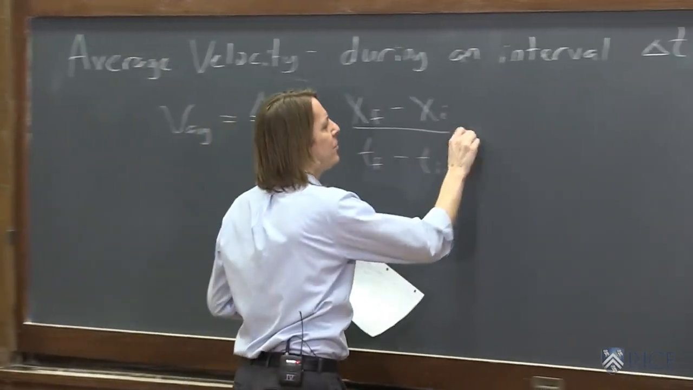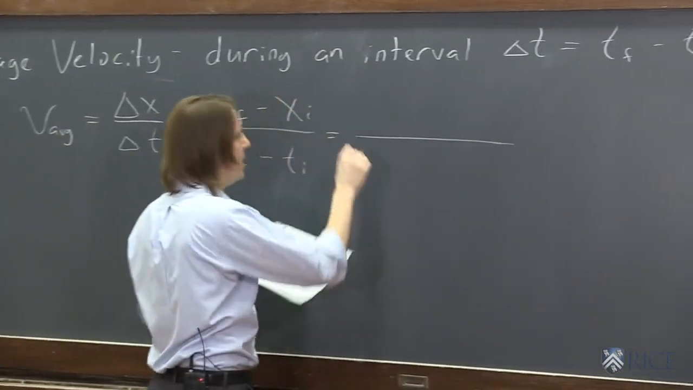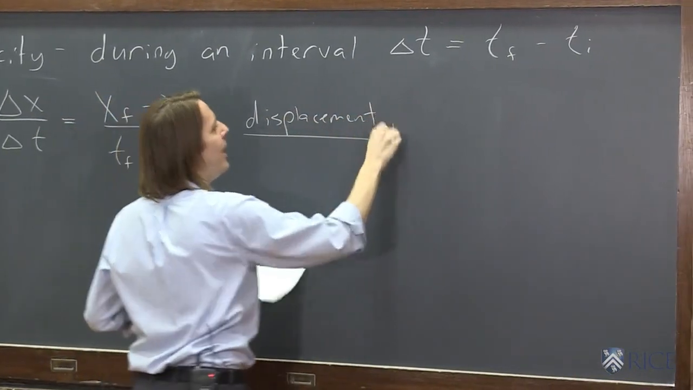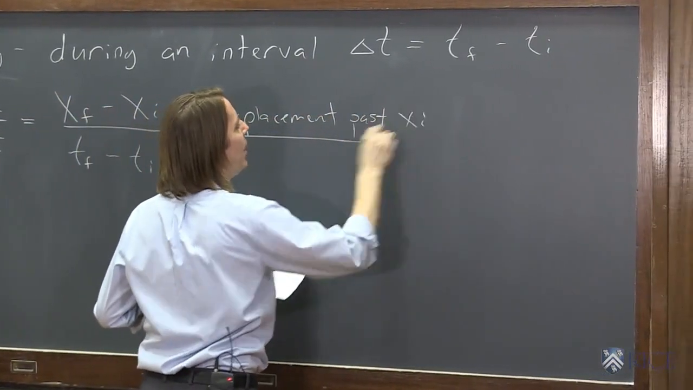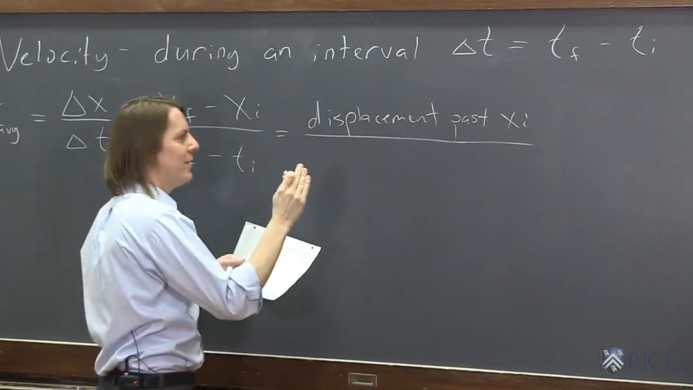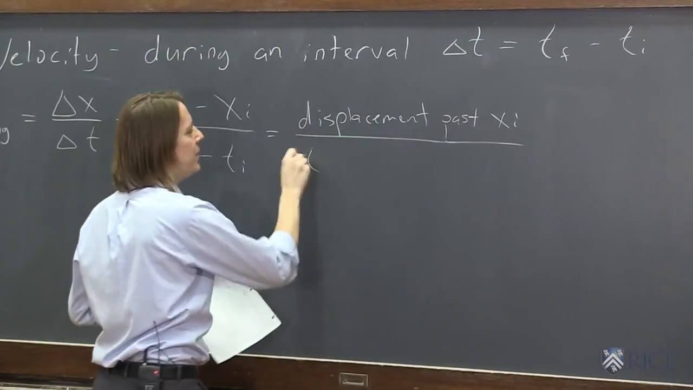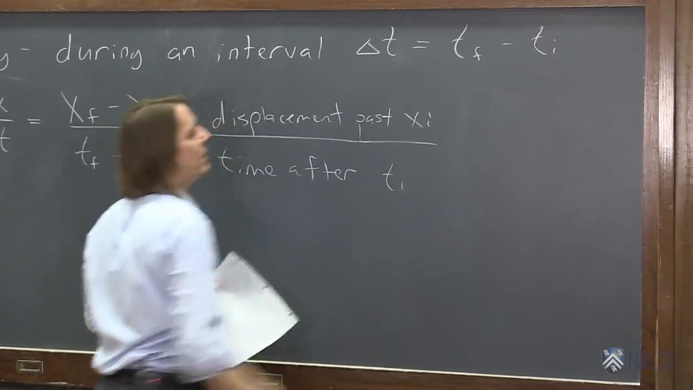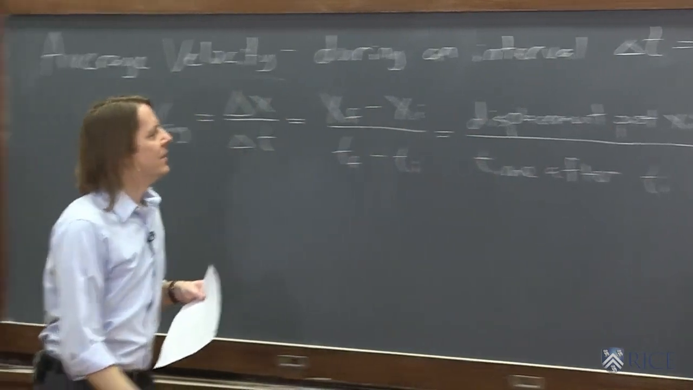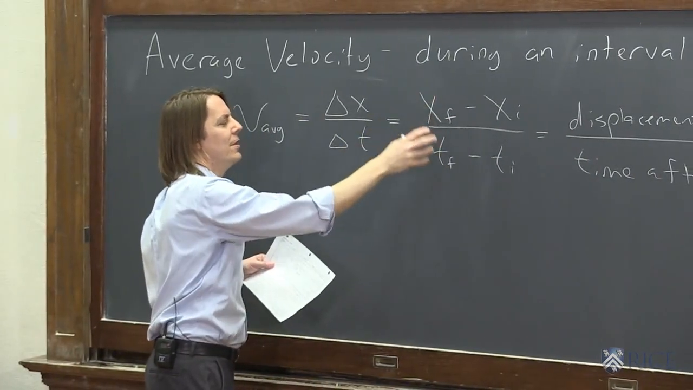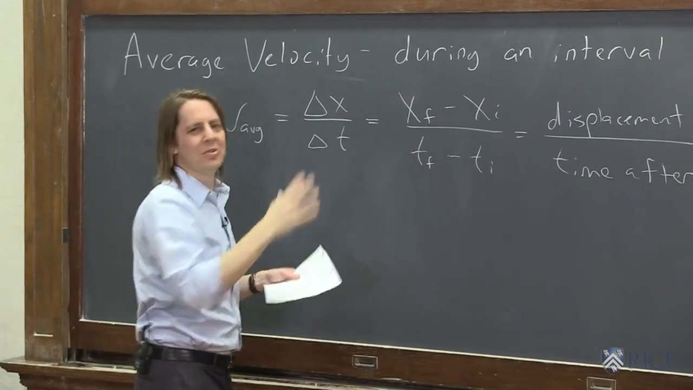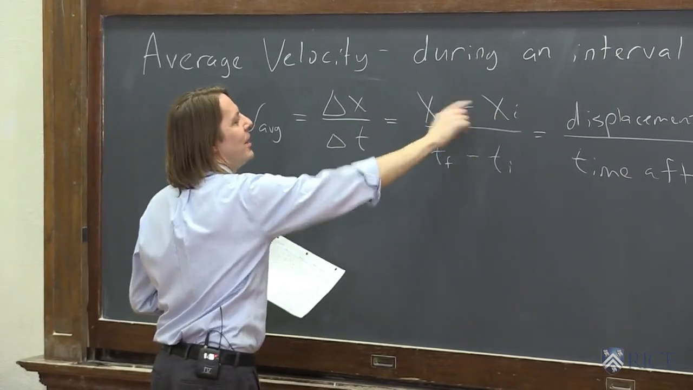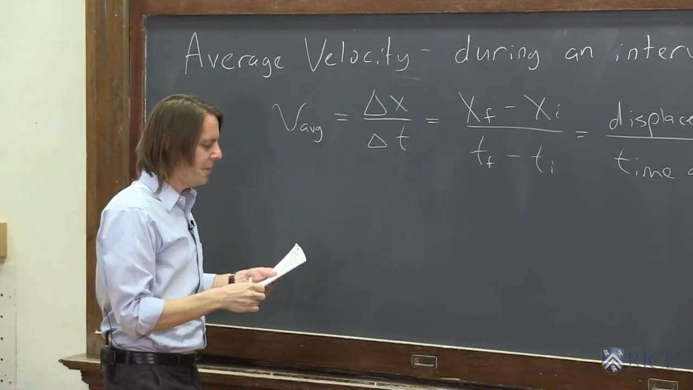Or if you want to think about it sort of in words, you could say it's the displacement past xi. It's really how far you go past the initial position over the time after ti. Instead of thinking of it as an absolute final position in time, you can think of it as a continuous one if you wanted. Right? Some position past xi, some time past ti.